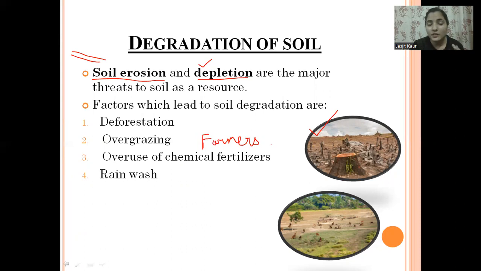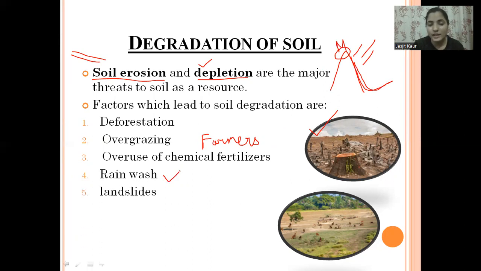When there is heavy rainfall in a place, the soil becomes easily eroded. If there is a mountain and there is heavy rainfall, the top layer of the soil on the slope of the mountain will easily erode to the plain areas. This will affect the soil that is present in the mountain area. This is how rainwash affects the quality of the soil.